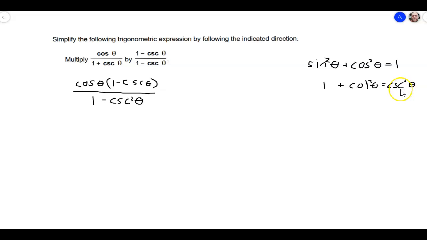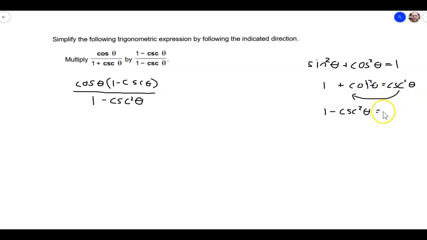So this is the one I'm going to use, and I need to get a 1 minus cosecant squared of theta out of there in order to use it. I don't have that. So how do I get that? Well, I have to bring that cosecant squared of theta over to that side. So I have to subtract it. So that's going to be 1 minus cosecant squared of theta. Subtract it from both sides. But then I have to subtract the cotangent squared of theta from both sides to bring it over to that side.